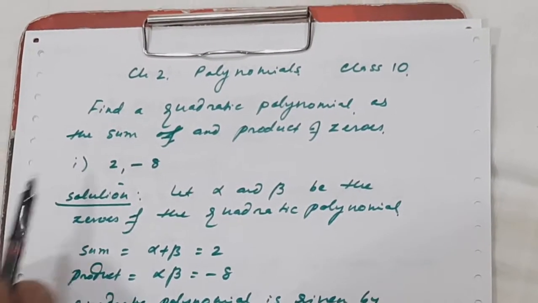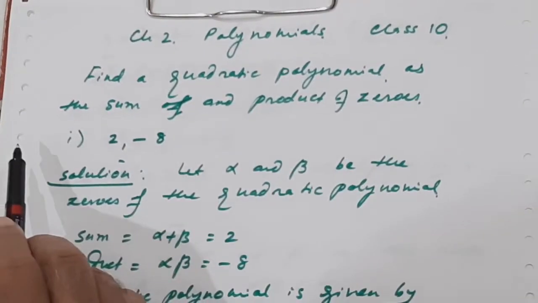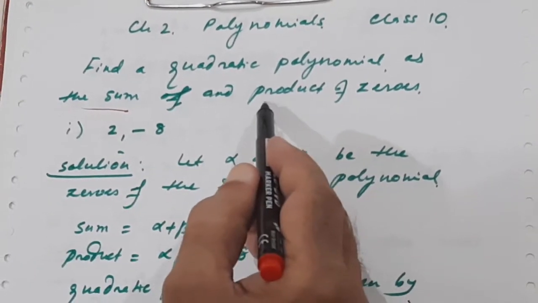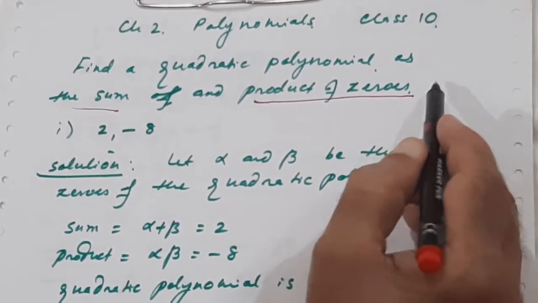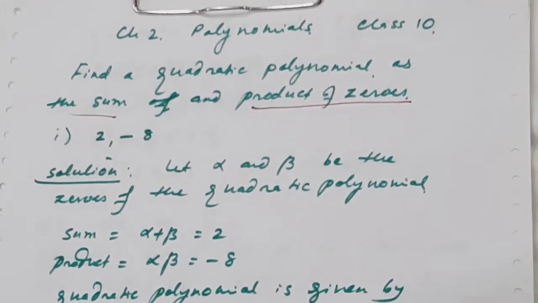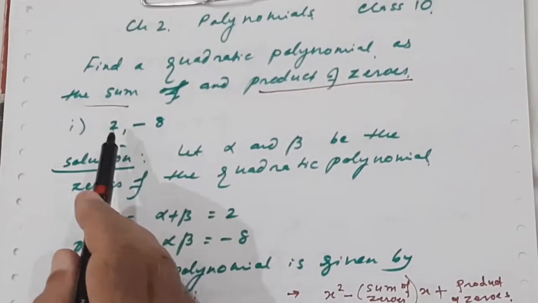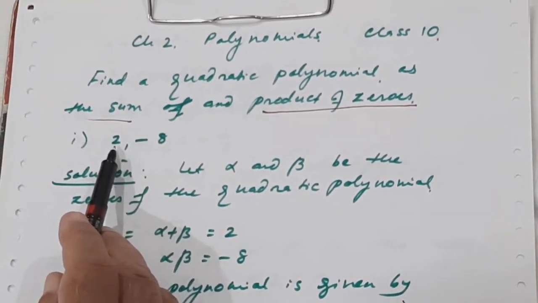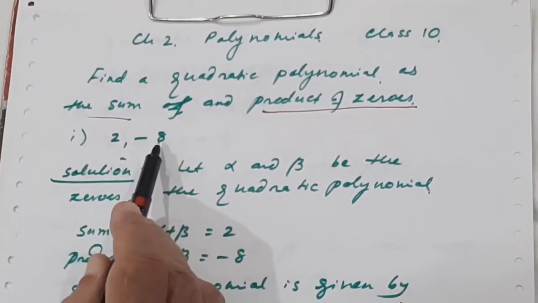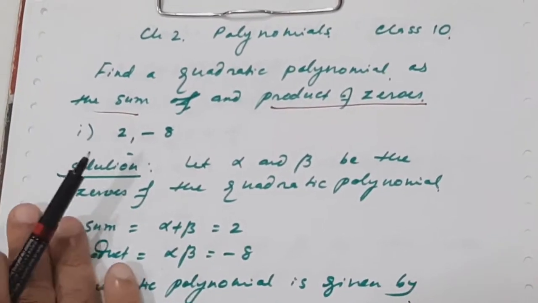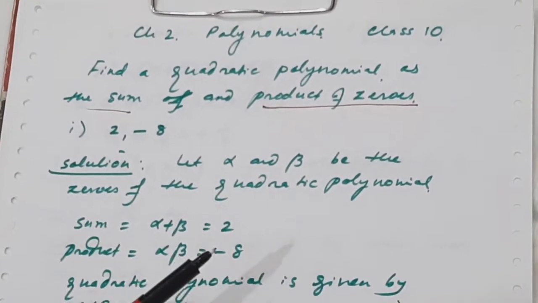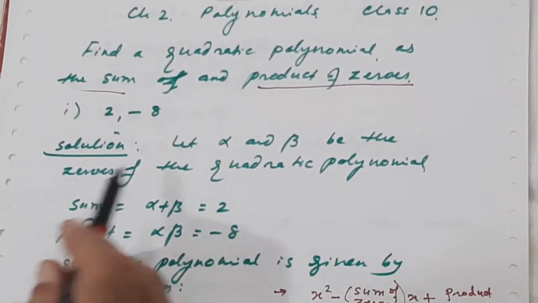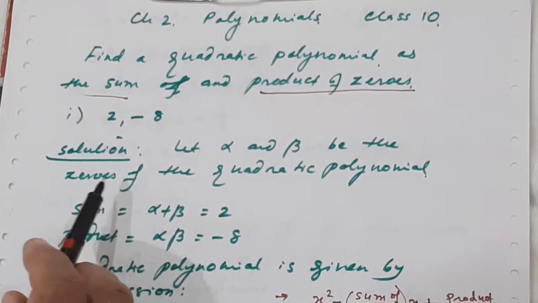So your question is, find a quadratic polynomial, as the sum and product of zeros are given. So the first question is 2 comma minus 8. Now 2 is the sum of the zeros and minus 8 is the product of the zeros. Now I'm showing you one method. This is not the method related to coefficients. I am taking another method.